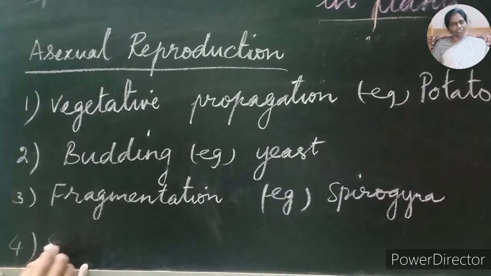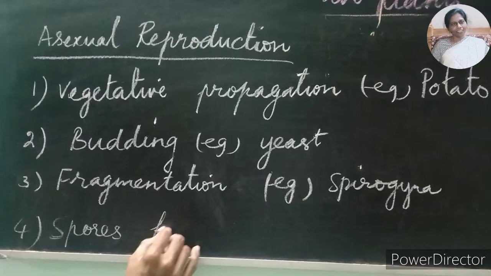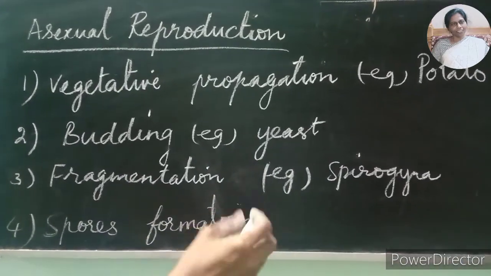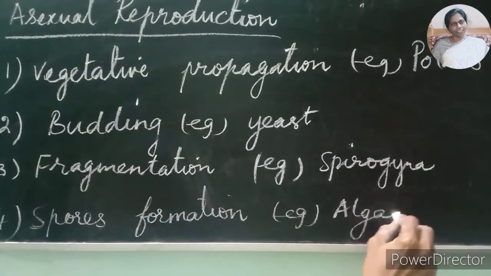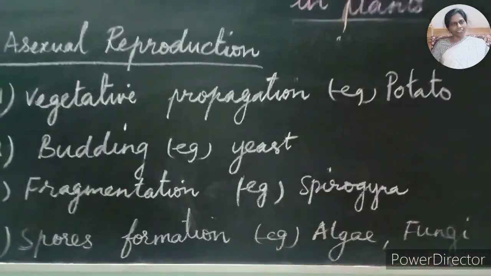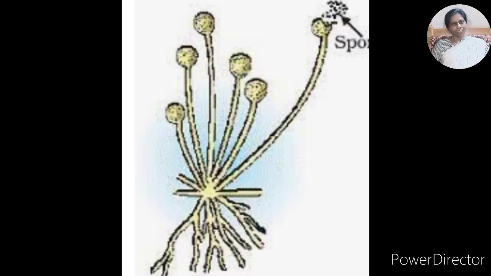The fourth one, spore formation. During unfavorable conditions, non-flowering plants like algae, fungi, moss and ferns produce spores. They germinate into new plants when favorable conditions return.